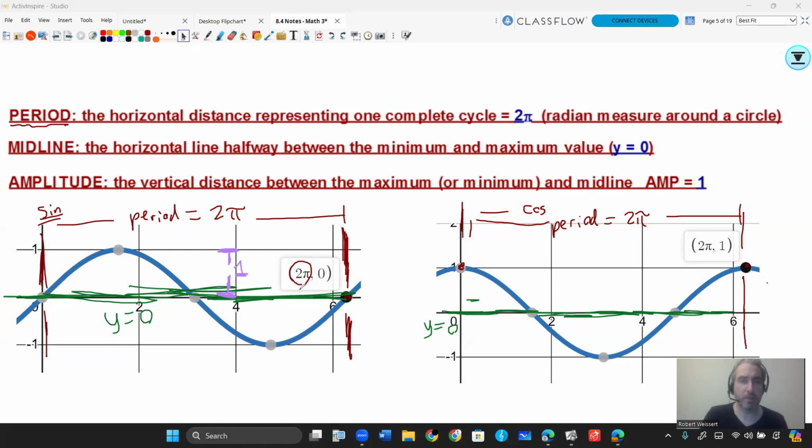And that default amplitude is going to be 1 for both of these. We can change that number. But to start, that's how you identify those features. So the period, 2 pi, amplitude 1, the equation of the midline, y equals 0. And now we can get into what happens when we shift these graphs. So we're going to do one example on this video. The other videos will cover the other examples. Let's take a look at an example.